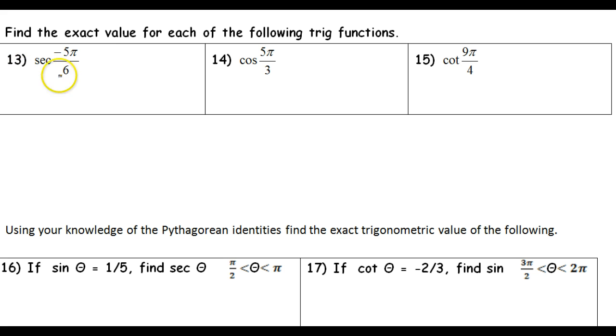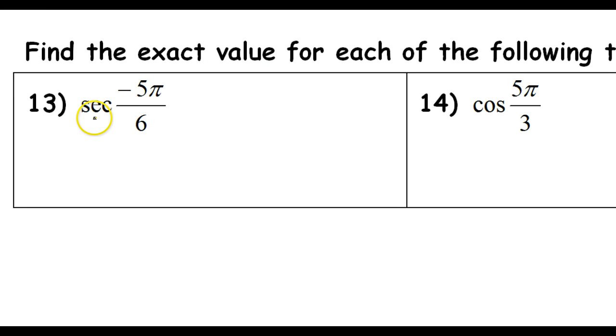Alright, we're going to do number 13, 14, and 15. Let's zoom in on number 13. First of all, secant is 1 over the cosine. It's the reciprocal of the cosine. So this is going to be the same thing as 1 over the cosine of negative 5 pi over 6. It's going to be the reciprocal of the cosine. So let's figure out what the cosine of negative 5 pi over 6 is.